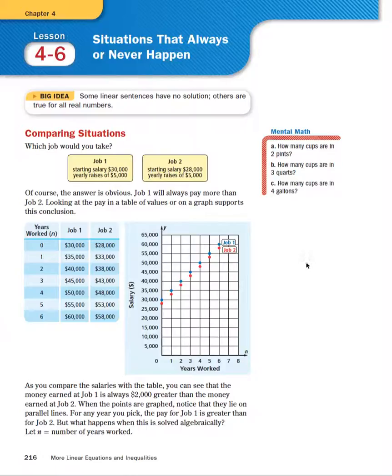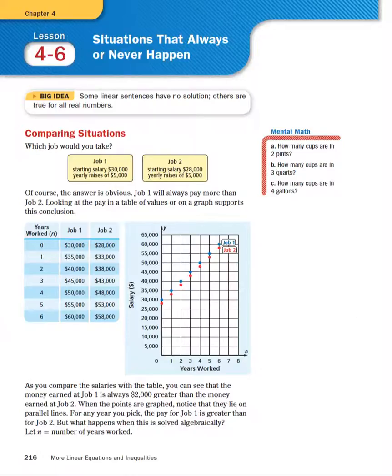So the idea in this situation is that it either always happens or it never happens, and we've got two jobs. One starts at a salary of $30,000, and another has a starting salary of $28,000, and then they both have yearly raises of $5,000. It's pretty clear we'd take job one because it's always going to pay more. Indeed, in a table, job one is always greater than job two, and if we graph it, we see that that's true as well.